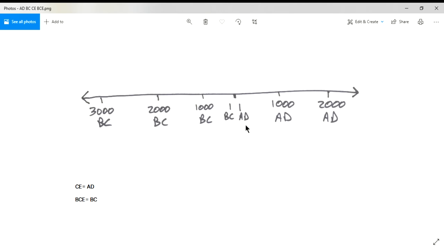AD stands for Anno Domini, which is Latin for Year of the Lord. In the early Middle Ages, a scholar calculated that Jesus was born in the year we now call 1 AD, and so that became the starting point for reckoning our years. In English, we have added BC, before Christ, to reckon the years before 1 AD.